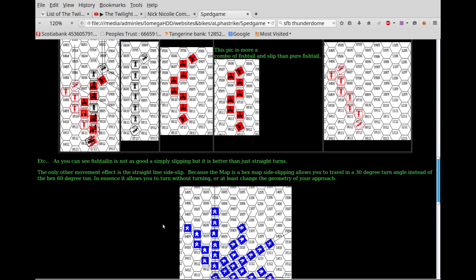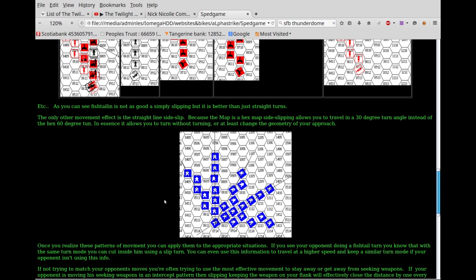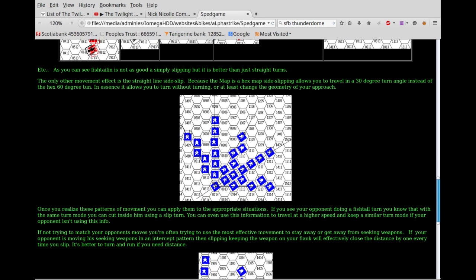Now the only other movement effect is this straight line side slip. Because the map is a hex map, side slipping allows you to travel in a 30-degree turn angle instead of the 60-degree turn that a hex normally would let you do. In essence, it allows you to turn without turning, or at least change the geometry of your approach. So here is an example of the angles.